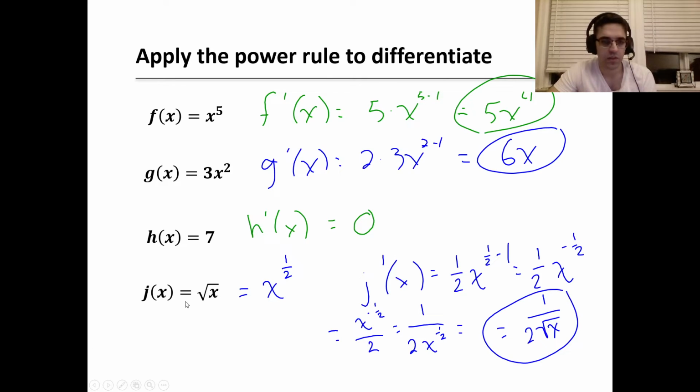Okay, the last one, the square root of x can be written as x to the power of 1/2. So j prime would be 1/2 x to the power of 1/2 minus 1. And 1/2 minus 1 is -1/2. So I could write this as x to the power of -1/2 over 2, or 1 over 2x to the power of positive 1/2, and turn that x to the power of 1/2 back into a square root function. So the derivative of the square root of x is just going to be 1 over 2 square root of x.